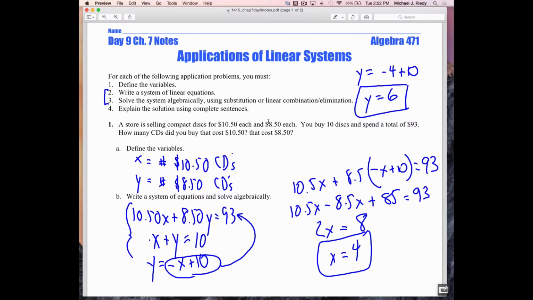That takes care of step 3. The fourth step is explaining your answer. So what does this mean in English? Lily? You buy 4 CDs that cost $10.50 and you buy 6 CDs that cost $8.50. Perfect. Done. We good? That process then repeats itself over and over again. Can I erase this and move on? Yes. Okay, good.